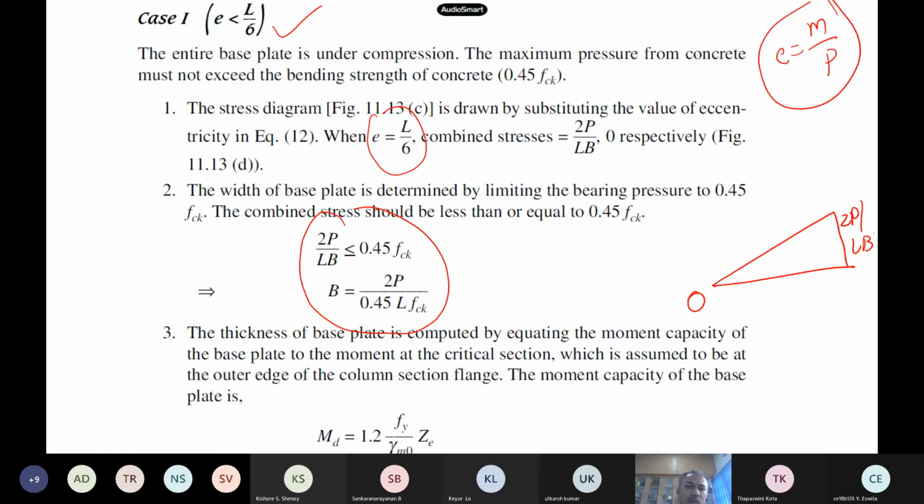Okay. So L you can find out. Now this should be less than 0.45 times FCK. So you can find out the width of my base plate also. And the thickness you find out from the bending moment capacity, which we have already seen in the previous things. Okay, so this is how you have to do when e is less than L by 6.